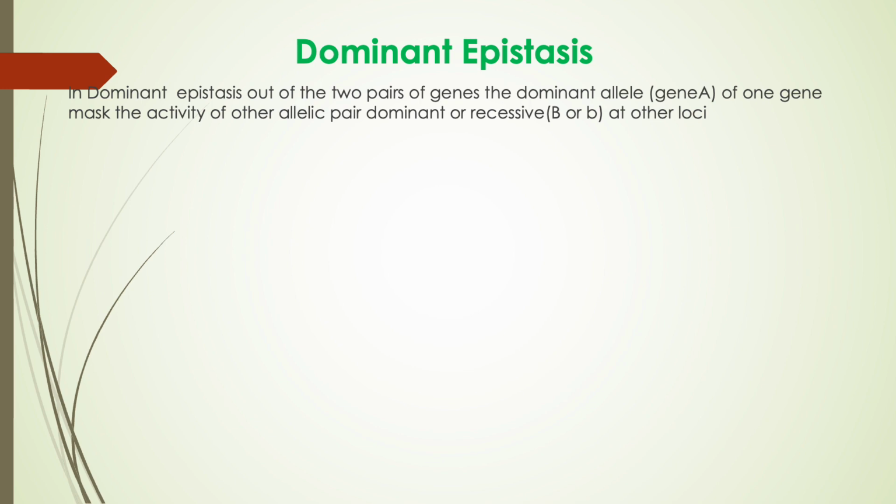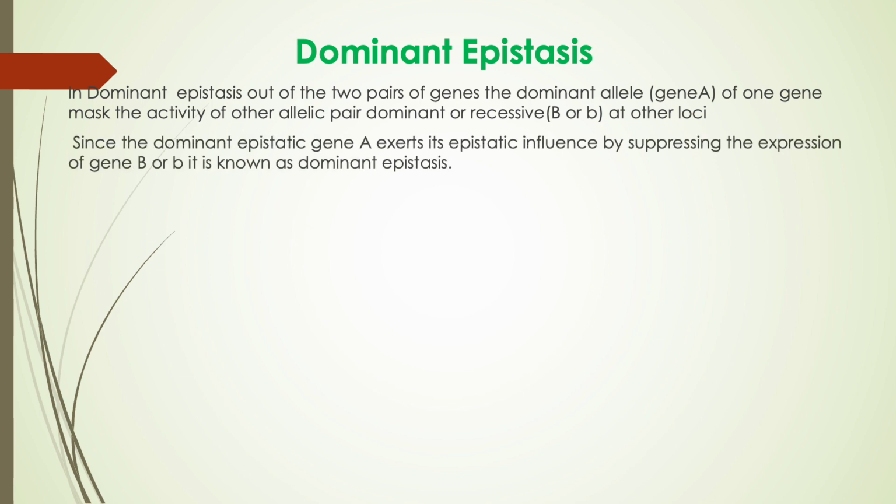Here you can see clearly in the representation, beside recessive I have written capital as well as small letters, that is, the character can be a dominant one or a recessive one. Since the dominant epistatic gene A exerts its epistatic influence by suppressing the expression of gene B, that is capital B in the dominant state or small b in the recessive state, it is known as dominant epistasis. Now let us take one example of dominant epistasis in case of dogs.